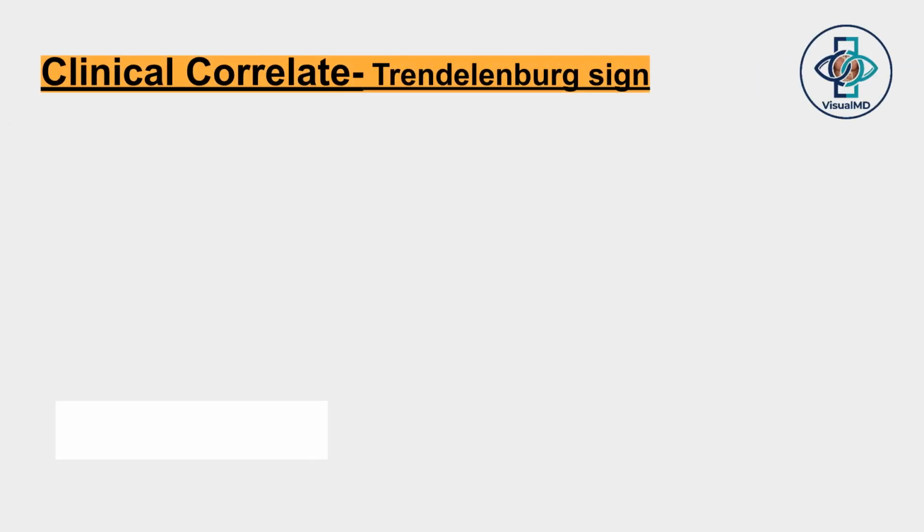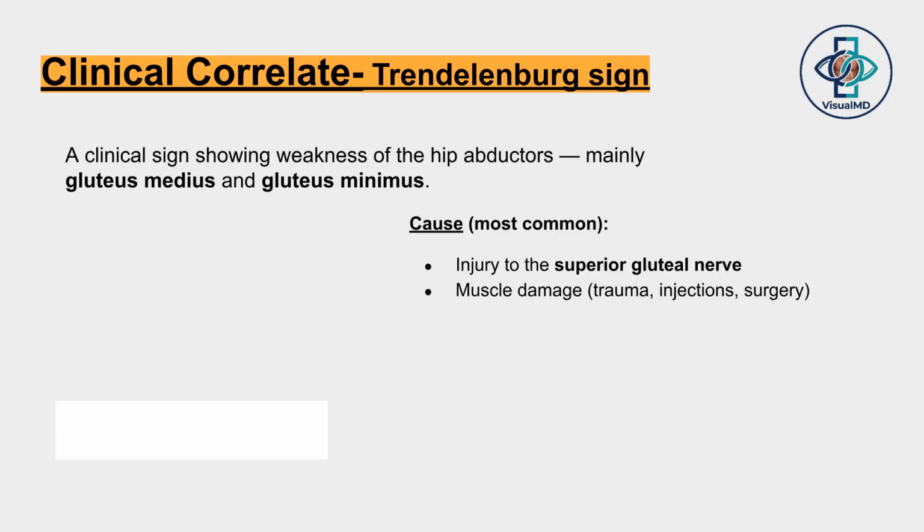A clinical correlate is the Trendelenburg sign, indicating weakness of the gluteus medius and minimus. The most common cause is injury to the superior gluteal nerve. A positive sign is when, standing on the affected leg, the pelvis drops on the opposite unsupported side, signifying weak abductors on the standing side.